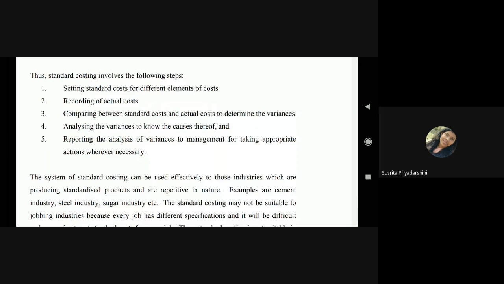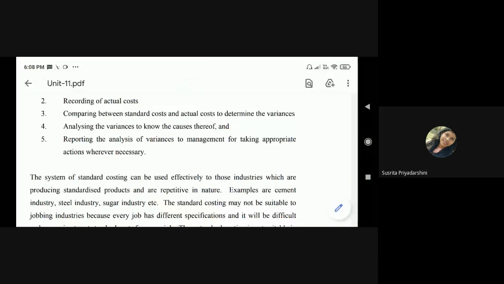Next, reporting the analysis of variances to the management for taking appropriate actions wherever necessary. That means if you are having any unfavorable variances in any elements of cost, then in such case, appropriate or necessary actions will be taken by the management against that particular area, department or element.